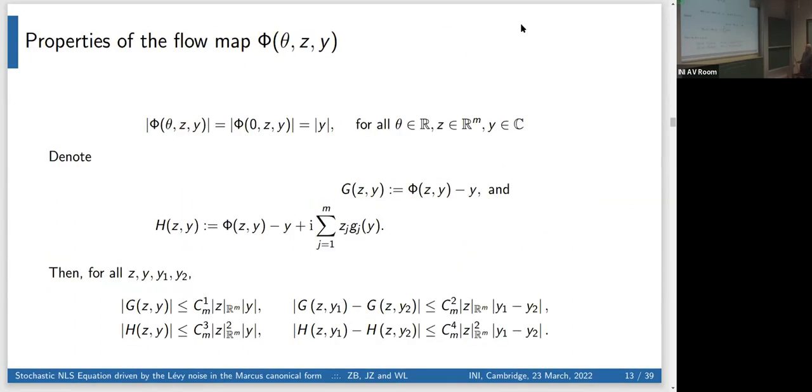How to do it? Here are some properties of the flow map phi. It starts from y and has some Lipschitz properties which are listed here. Remember that this phi depends on 3 parameters. Actually, we take theta equal to 1, so it will be just 2 parameters. We have additional notation and check those properties which are needed.